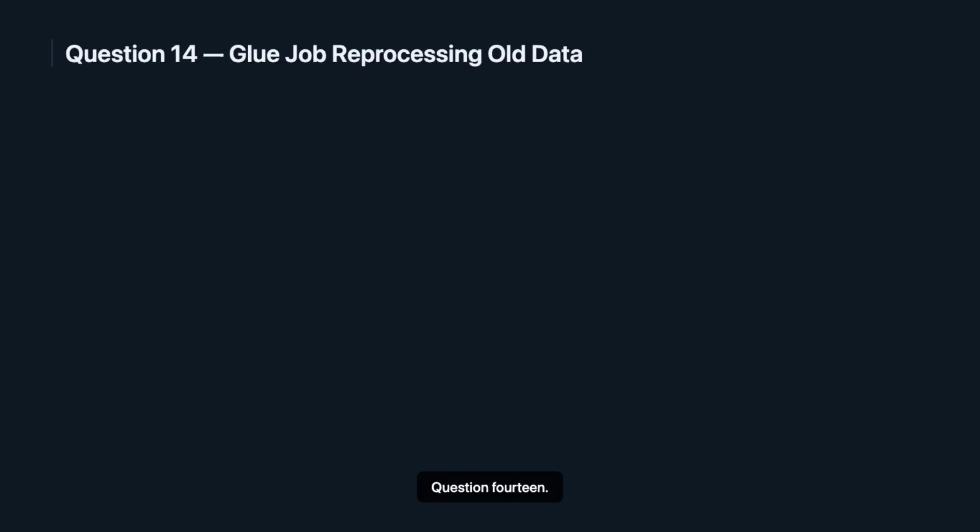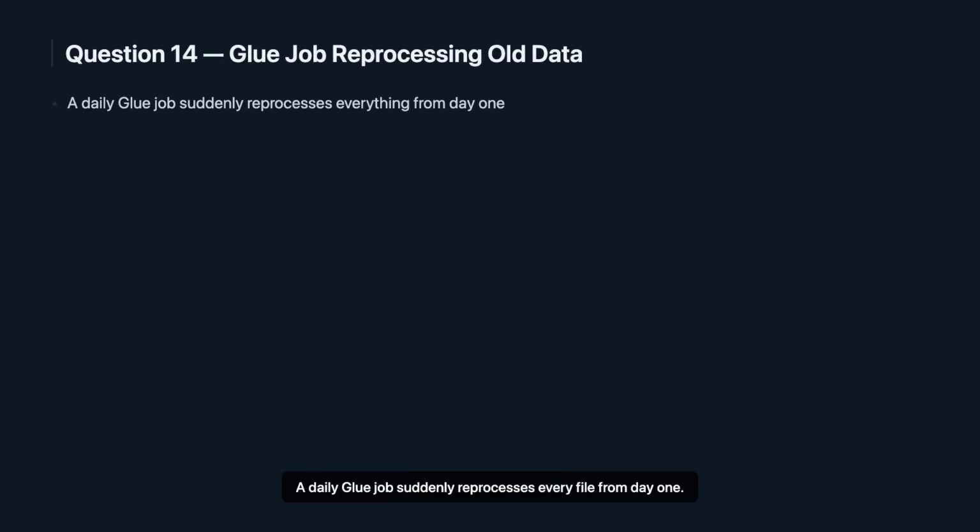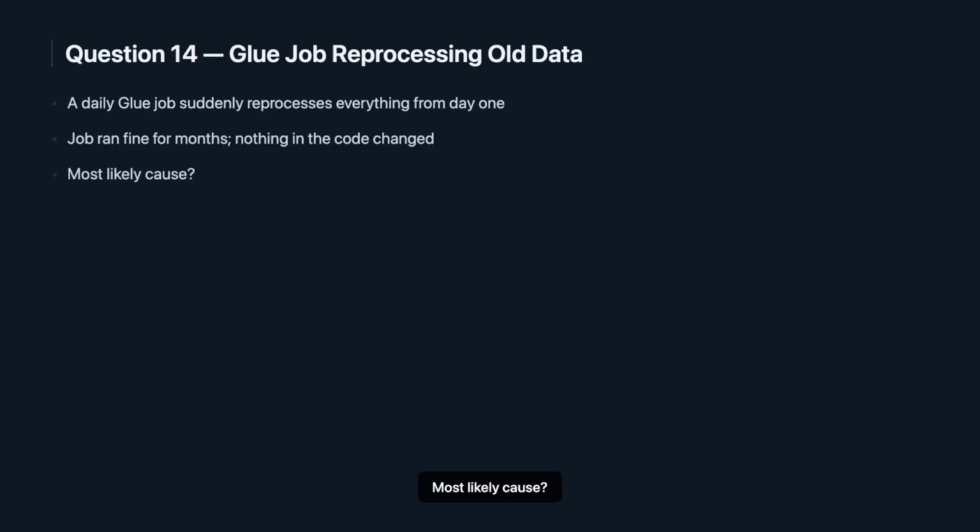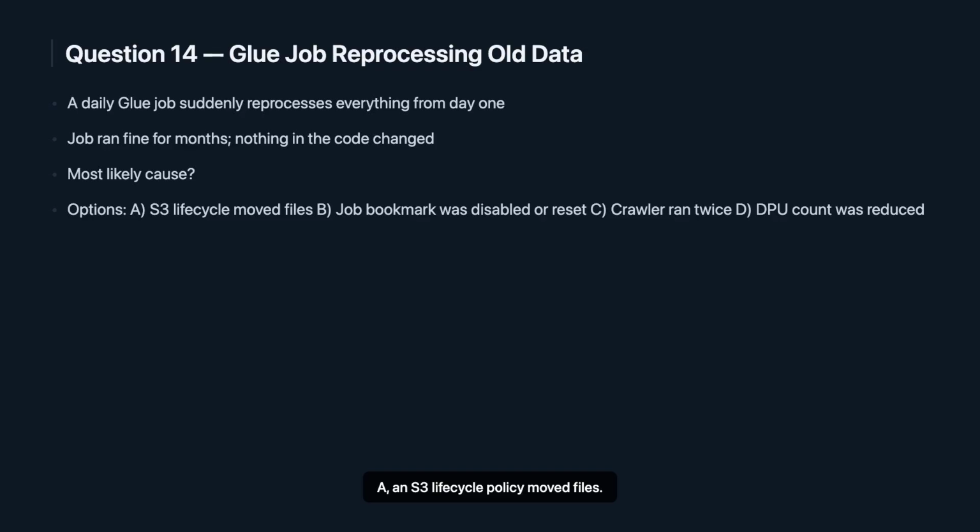Question 14. A daily Glue job suddenly reprocesses every file from day 1. The job ran fine for months and nothing in the code changed. Most likely cause: A. An S3 lifecycle policy moved files. B. The job bookmark was disabled or reset. C. The crawler ran twice. Or D. The DPU count was reduced.